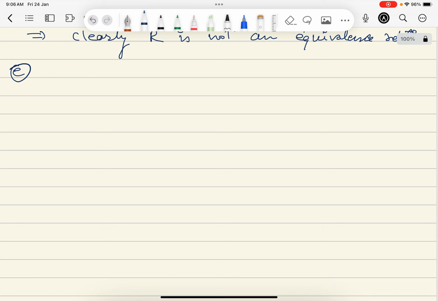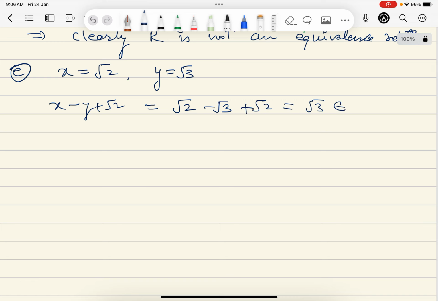Okay, next one, part E, that is anti-symmetric relation. Okay, so let's consider x equal root 2, y equal root 3, then x minus y plus root 2 will be root 2 minus root 3 plus root 2, that is equal root 3. Okay, sorry, wait a minute, there is a mistake. Yes, 2 root 2 minus root 3, which belongs to Q complement.